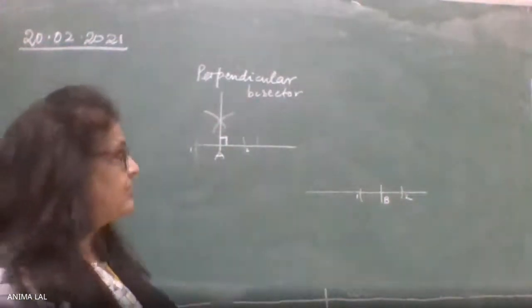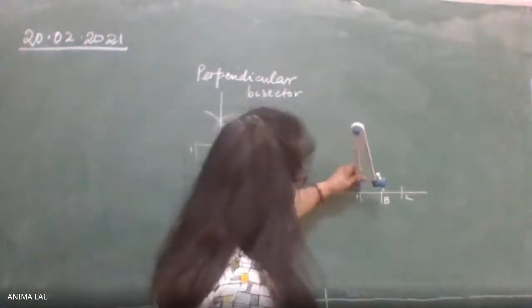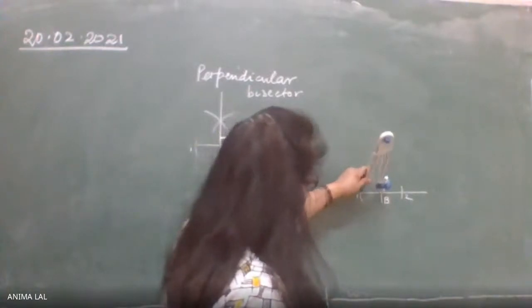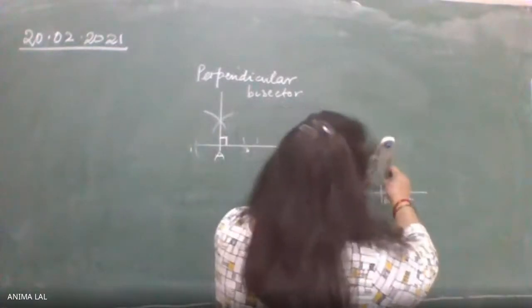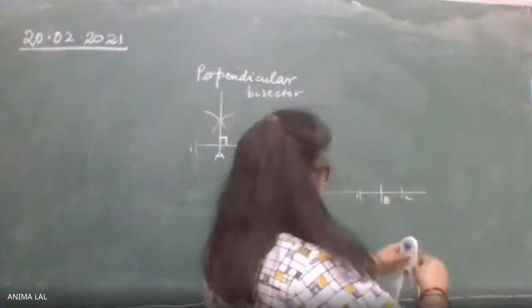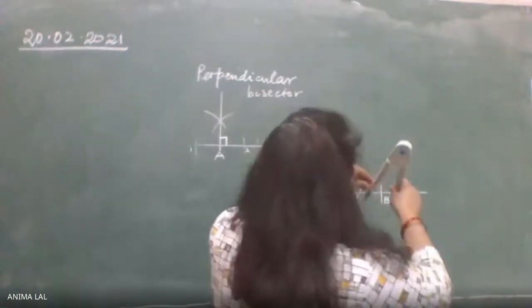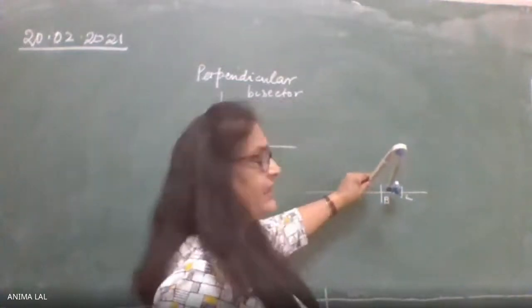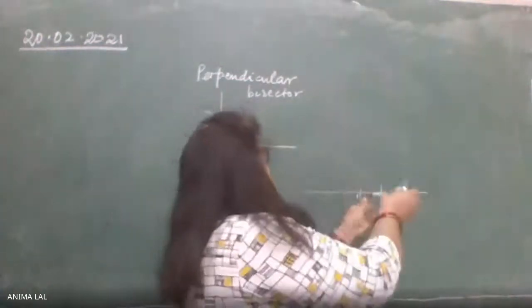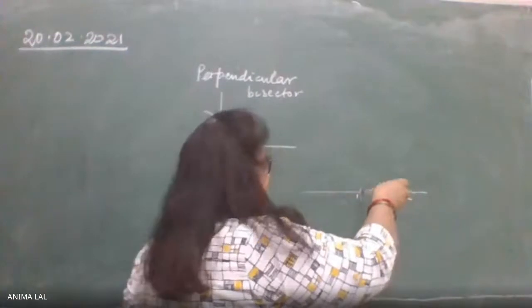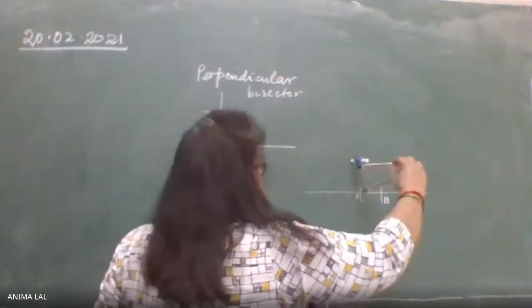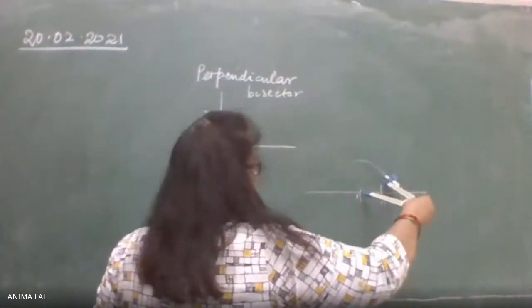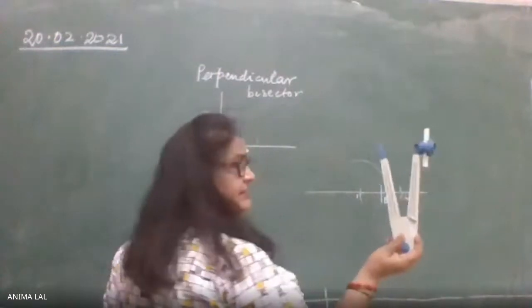Now place your compass point at 1. It will be touching B. So increase it a bit. You just need to increase it a bit, okay? So that it becomes more than B. When it becomes more than B with compass point at 1, draw an arc on top of B, same radius.